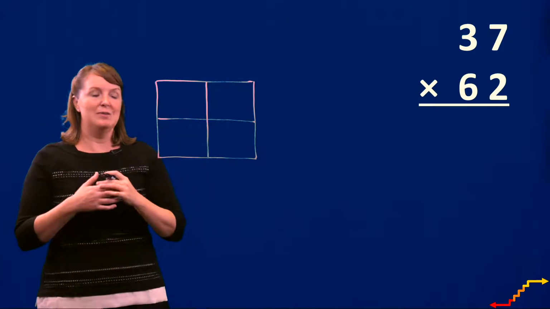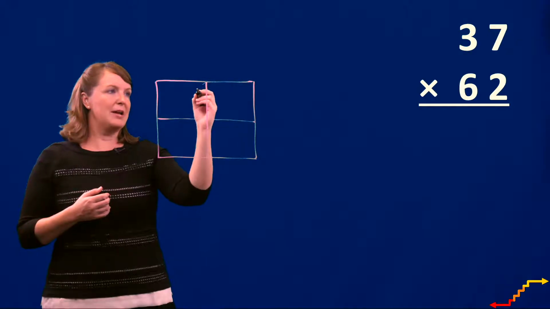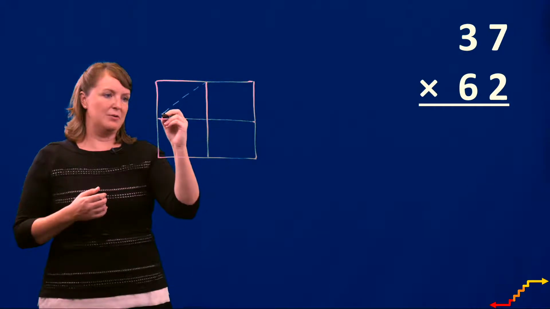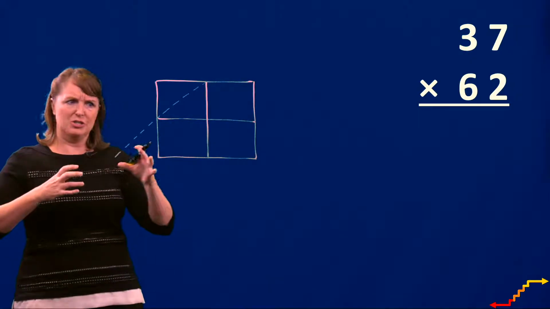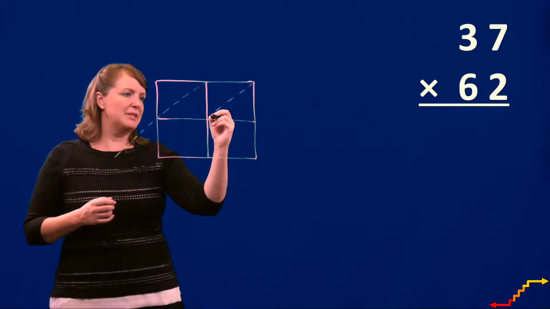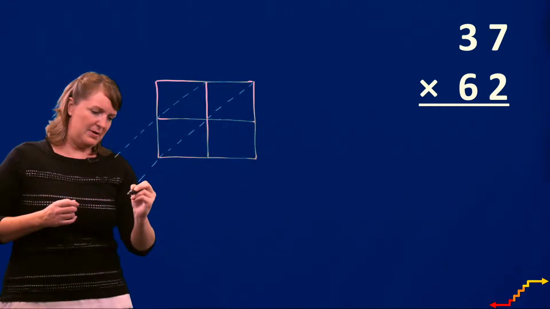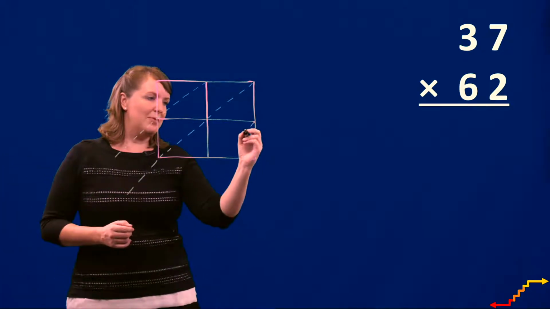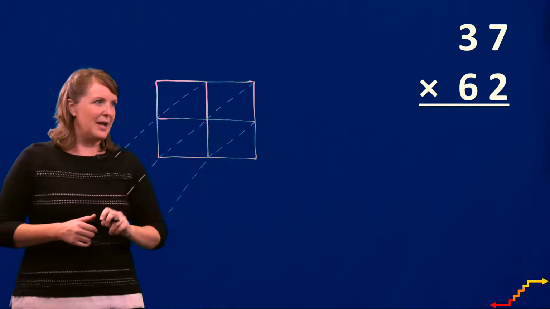Now I'm going to put in my lattices. That's where the term lattice comes from. Each lattice is going to come from the top right-hand corner to the bottom left-hand corner. And with lattice multiplication, I like to extend that lattice out just a little bit, just like that. So then top right-hand corner to bottom left-hand corner, and I'm going to extend it out of my rectangle, and then top right-hand corner to bottom left-hand corner. And I'll extend it out just like that.